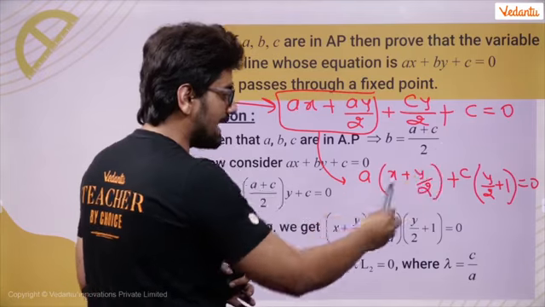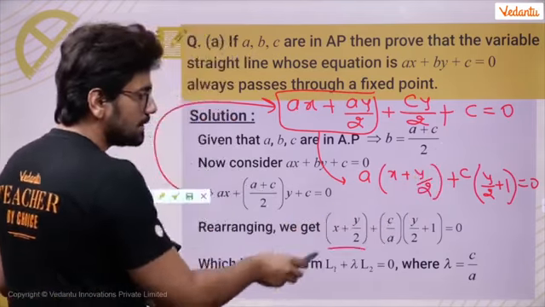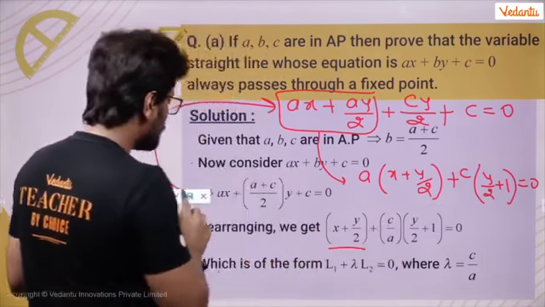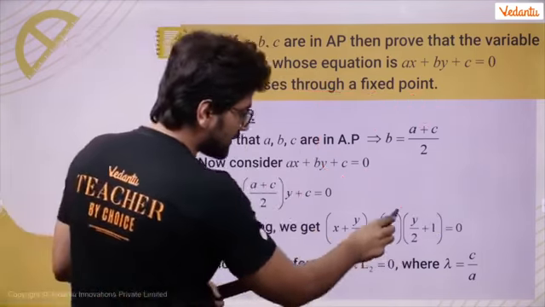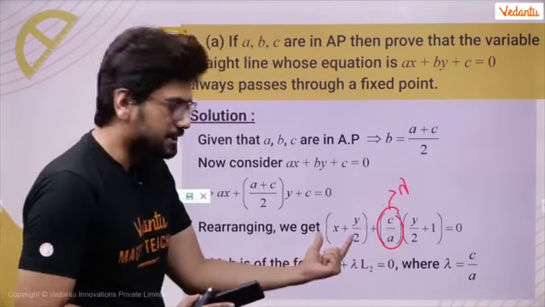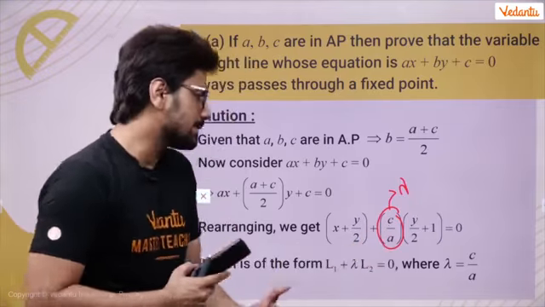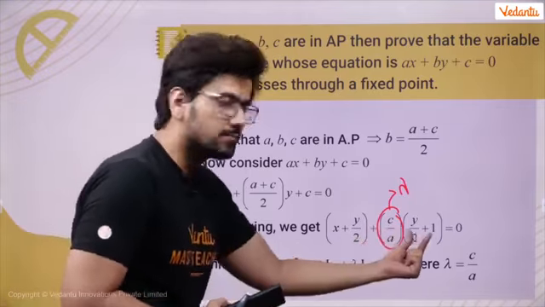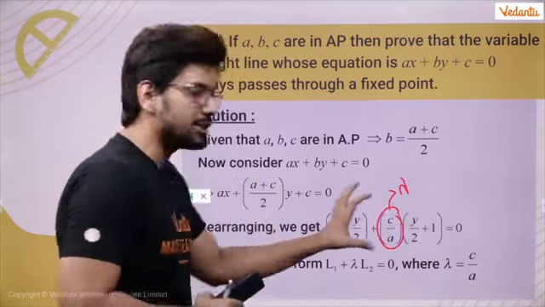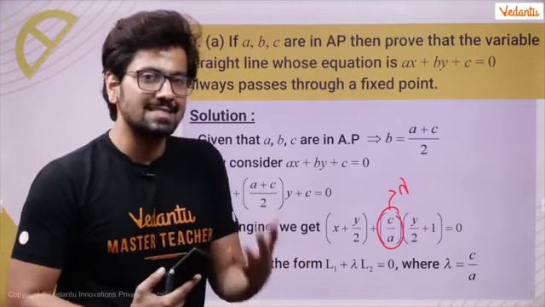Now divide this entire equation by A. You will have x plus y by 2, plus C by A times y by 2 plus 1. Now you can observe it in this format. You can consider C by A as lambda, an arbitrary constant here. So it is written as L1, the equation of some line, plus lambda times L2 equal to 0. So this is the equation of a family of lines, and these lines will be passing through a fixed point. What is that point?